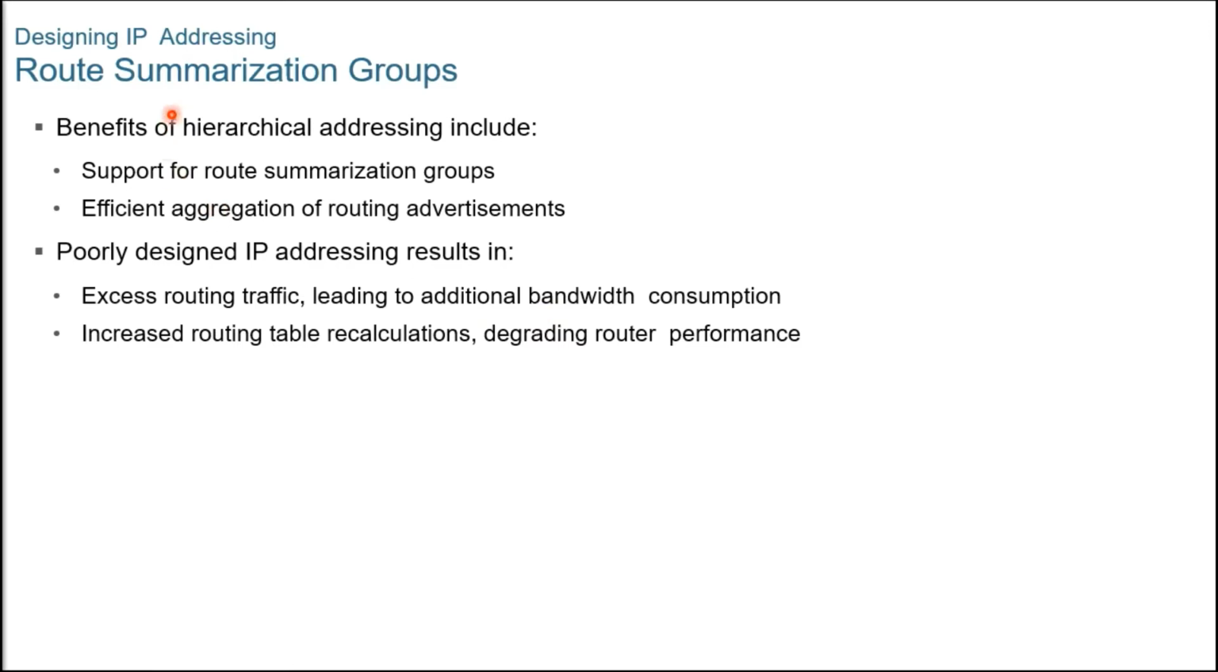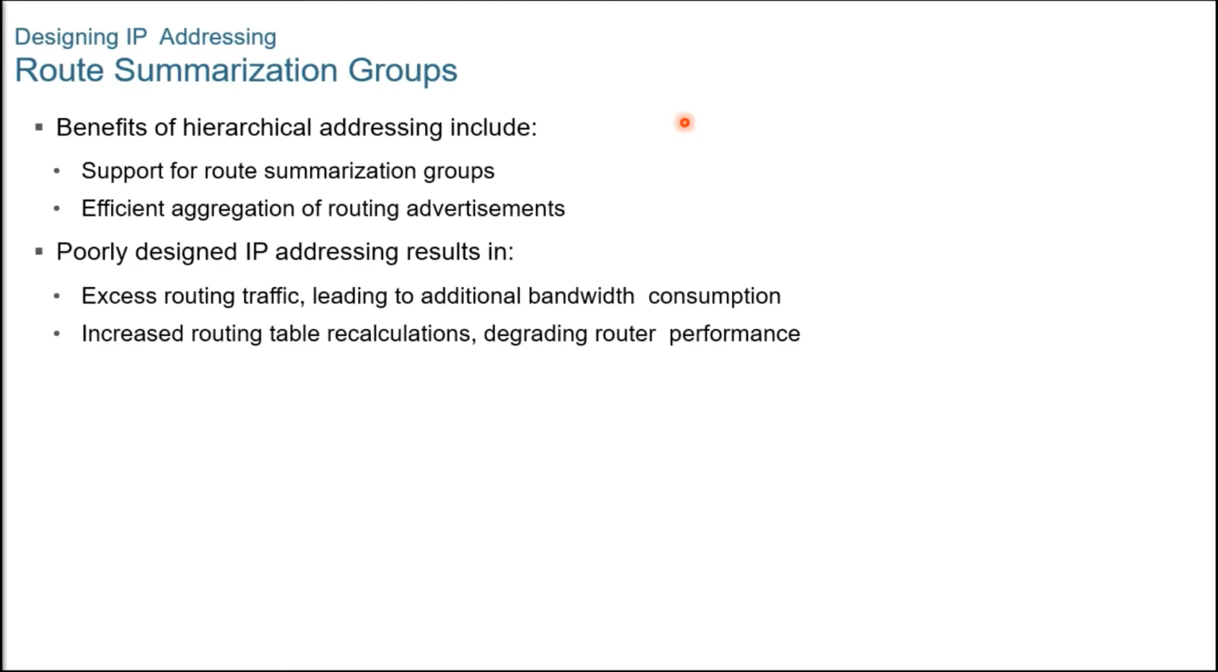Route summarization groups. What is the impact of poorly designed IP addressing? A poorly designed IP addressing scheme usually results in IP addresses that are randomly assigned on an as-needed basis. In this case, the IP addresses are most likely dispersed through the network with no thought as to whether they can be grouped or summarized. A poor design provides no opportunity for dividing the network into contiguous areas, and therefore no means of implementing route summarization.